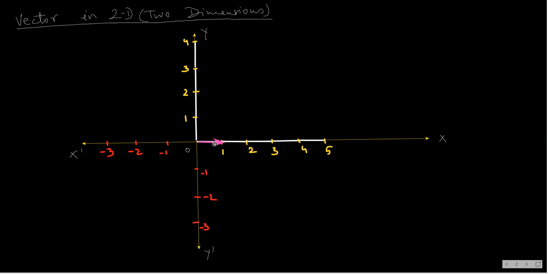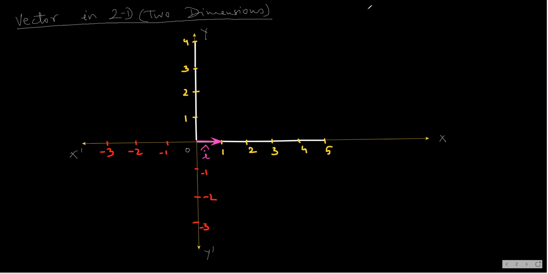See, if I'm keeping it at origin, it comes to 1. But when I keep it at 1, it will come to 2. If I keep it at 2, it comes to 3 because it is a unit vector. It is a vector having magnitude equal to 1 unit. And this vector, we will name it as I cap.